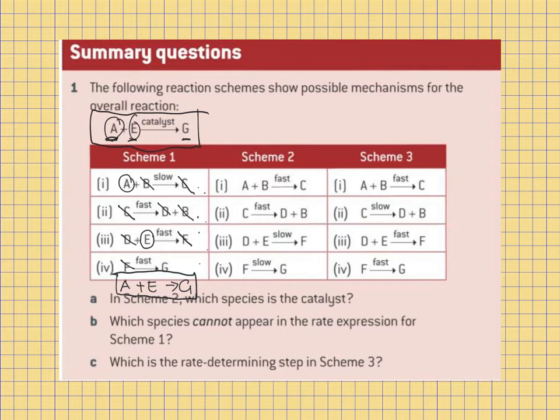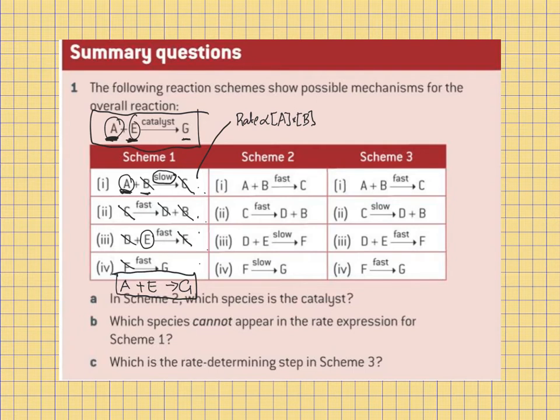So let's first of all look at scheme 1. We can see easily on scheme 1 that this is the slowest step, and it's also the first step. So in scheme 1, therefore, A and B must be in the rate equation. So from this scheme 1, we could write a rate expression, which is rate is proportional to the concentration of A multiplied by the concentration of B. Now you can see that B does not appear as a reactant. Let's look at that later.